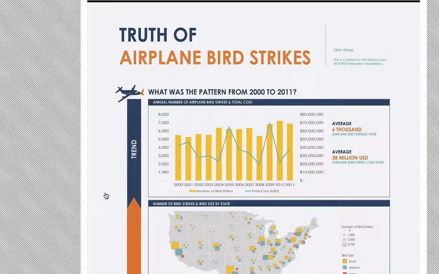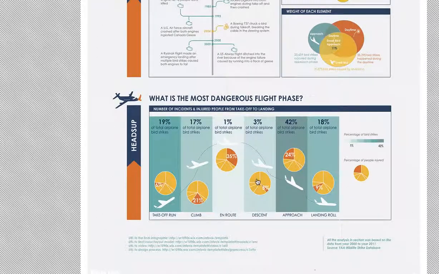The combo of bar chart and line chart here is the display of number potential showing the annual number of bird strikes and the cost in US. This chart also displays the number potential by describing the percentage of bird strikes and people injured in each flight phase.